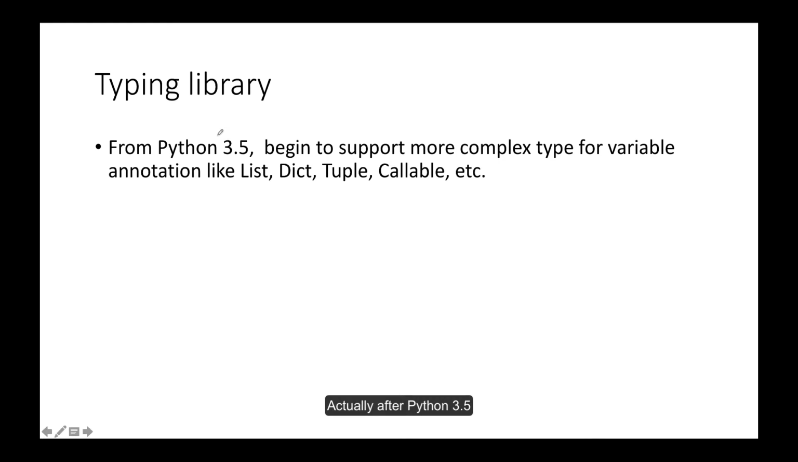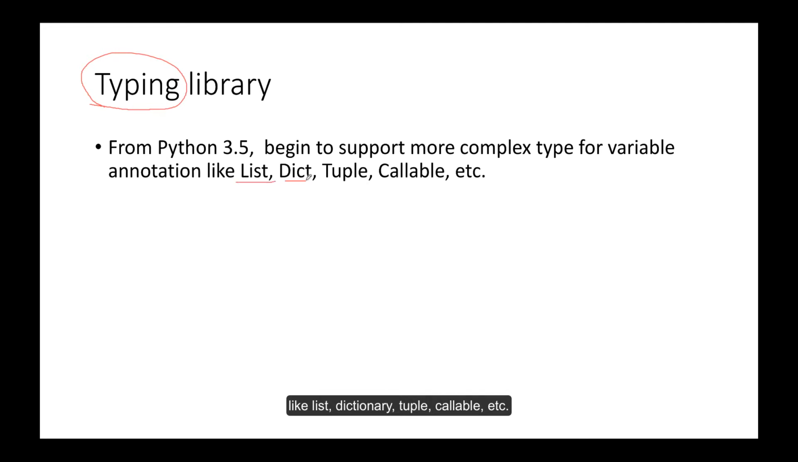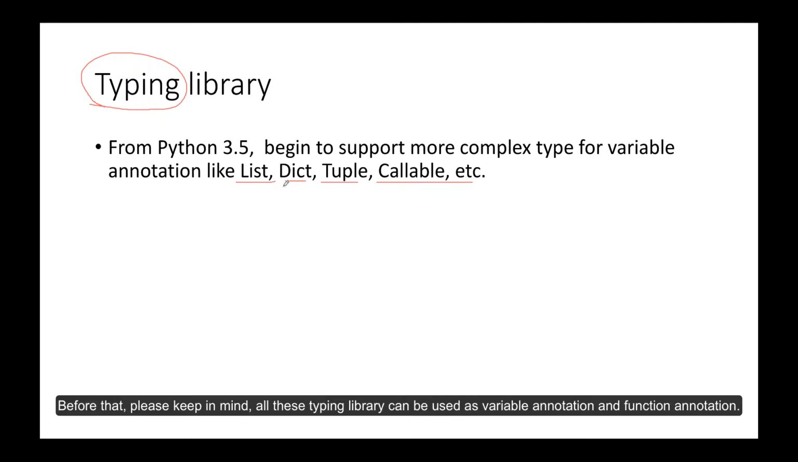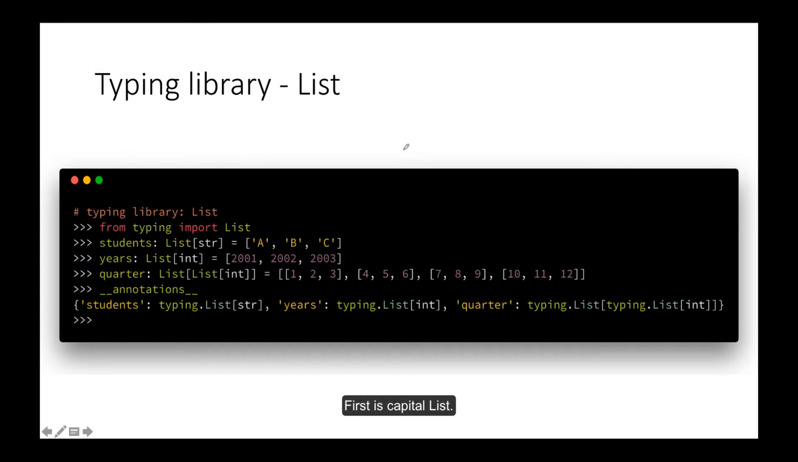Actually, after Python 3.5, a built-in module called typing was introduced, and this module began to support more complex types for variable annotation or function annotation like list, dictionary, tuple, callable, etc. Let's see some examples. Before that, please keep in mind all this typing library can be used as variable annotation and function annotation. First is capital List.